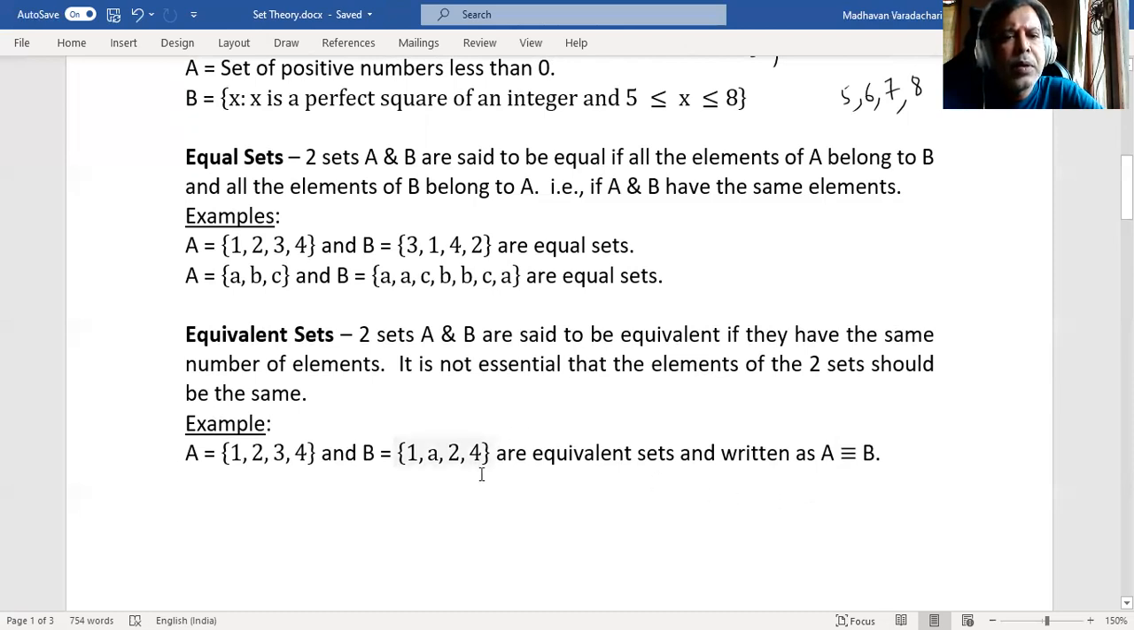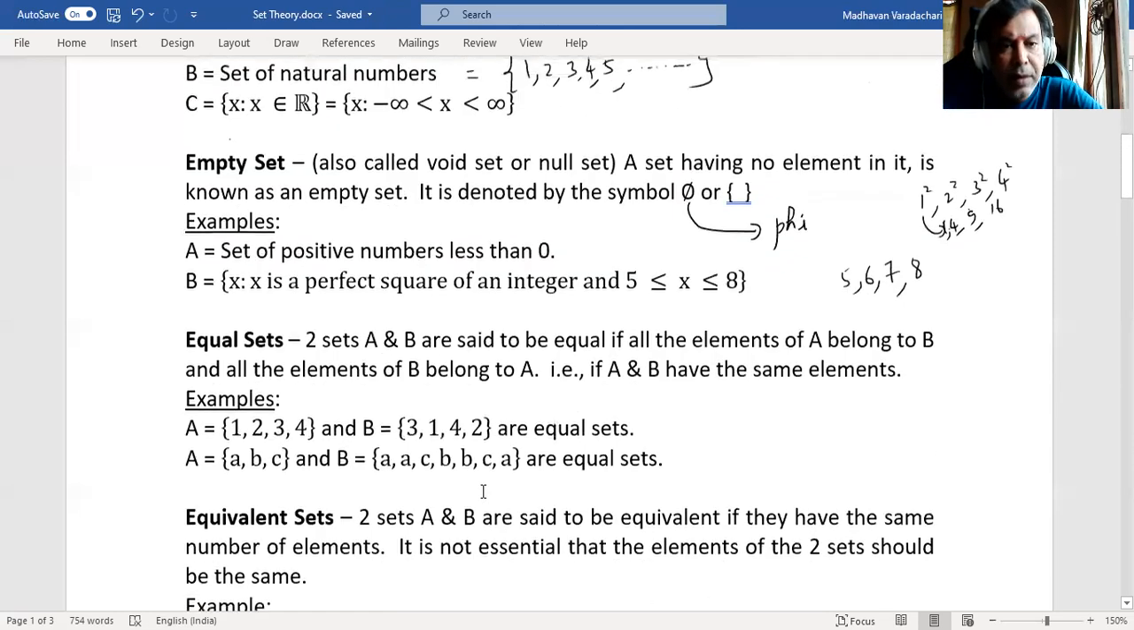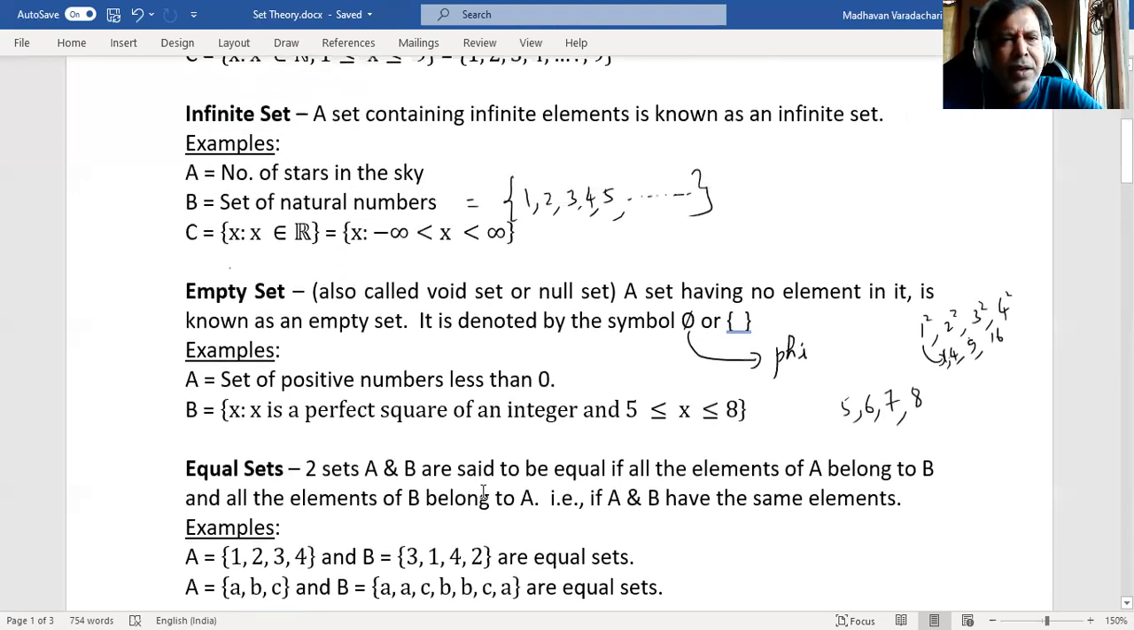So that is a brief overview of what we mean by a set and some definitions of some types of sets.